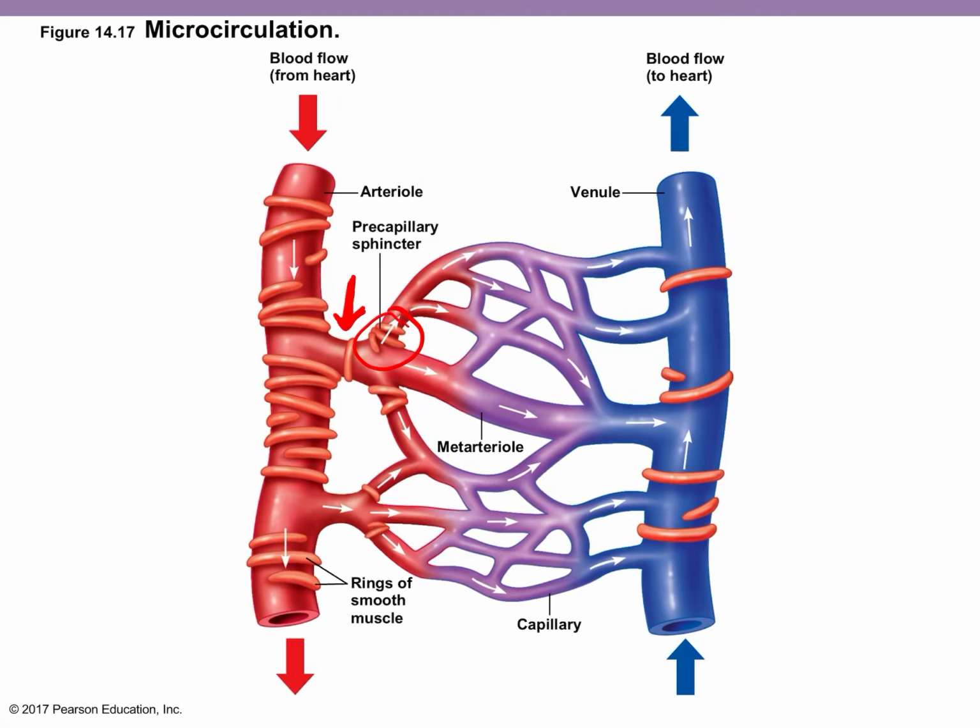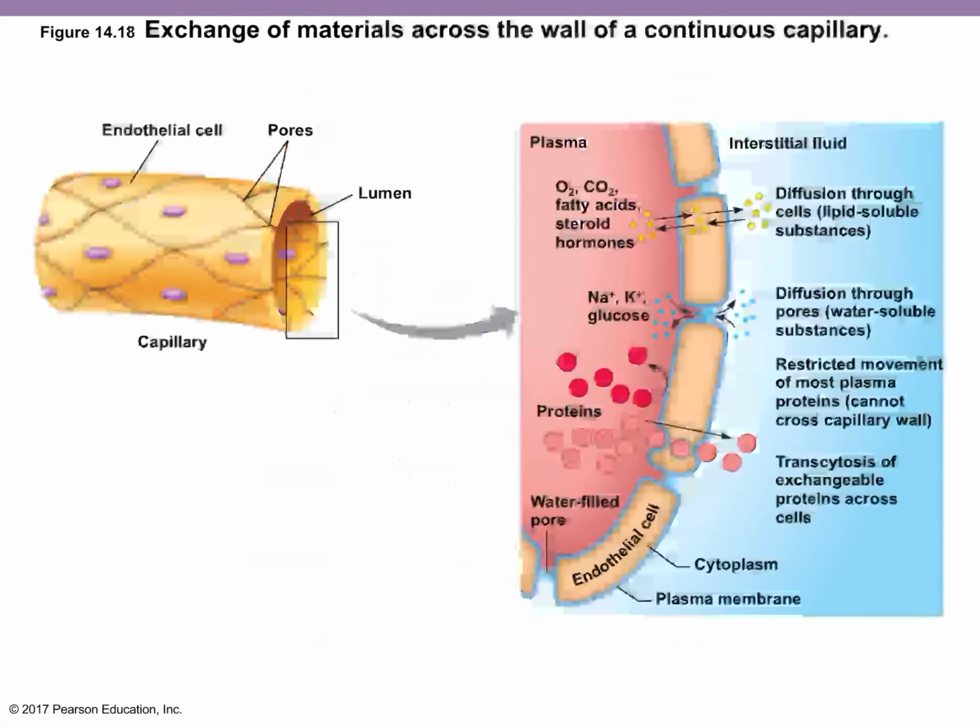And then we have precapillary sphincters, which we can see here. The precapillary sphincters surround the capillaries. They contract and relax, and when they contract, they stop blood flow through the capillaries. When they relax, they allow blood through the capillaries. All right, so this is on a micro level. Again, this is microcirculation. We can control the blood flow at this microscopic scale.